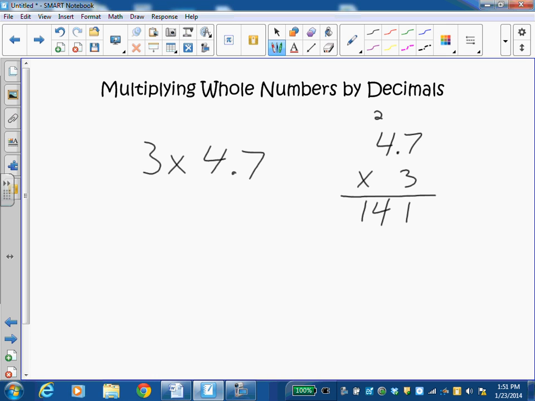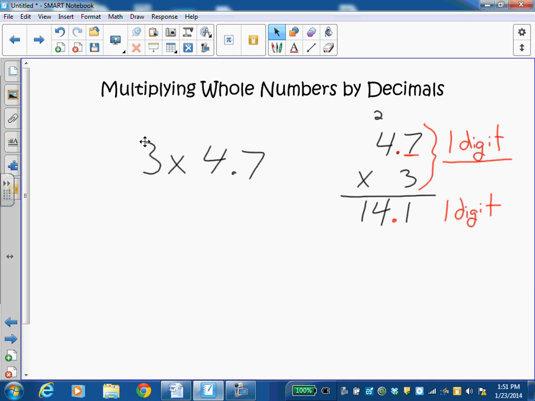I look at my original problem. In this problem, there is one decimal in this number 4 and 7/10. Behind that decimal is one digit. There is one digit in the problem that's behind the decimal. So in my answer, there's going to be one digit behind the decimal. If I had one digit up here, I'm going to have one digit behind the decimal in my answer. And if you look at this, it makes sense.